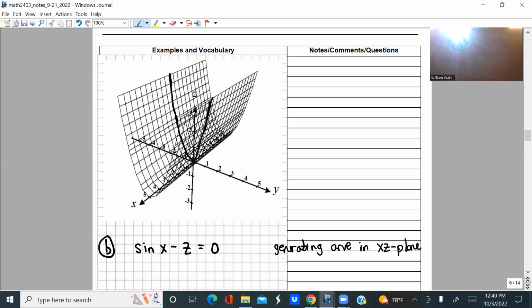So in this picture, it's going to be hard to graph this one, right? Because the XZ plane is upright from front to back, so it's even kind of hard to imagine the XZ plane in this picture. But the generating curve is in the XZ plane. And if we rewrite it, Z is equal to sine of X. So just a sine curve, right? It's going to be undulating above and below the x-axis, but in the XZ plane.